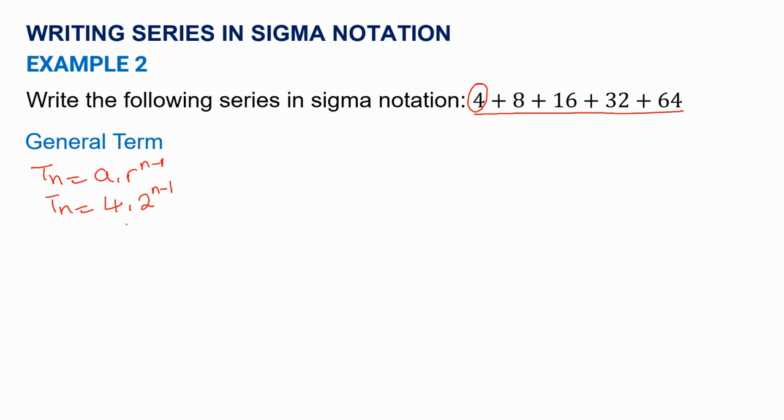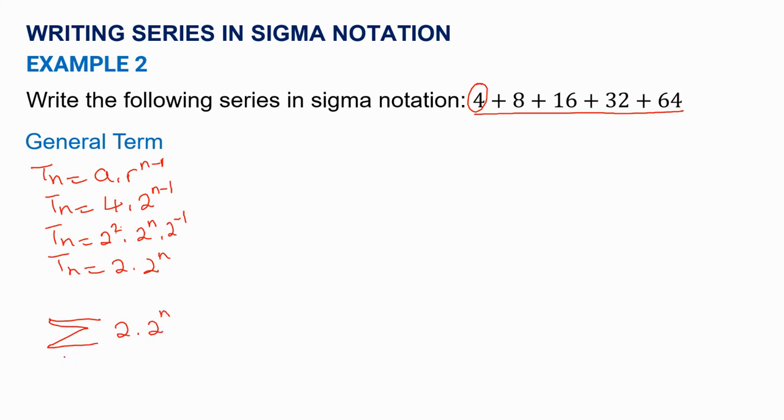Right. Then we can simplify this, because 4 is 2 squared: Tn is equal to 2 squared times 2 to the power n times 2 to the power negative 1. 2 minus 1 is 1, so Tn is equal to 2 times 2 to the power n. So that's the general term. So we can write this general term in front of the sigma symbol, 2 times 2 to the power n.